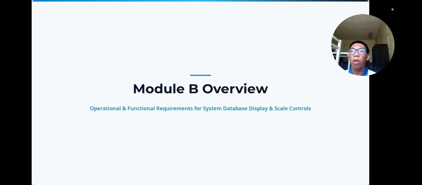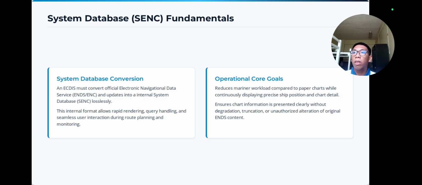Module B overview requirements. Operational functions required for system database display or scale controls. System database conversion: an IGDIS converts official electronic navigational data (ENCs) and updates into the internal system database (SENC) loosely. The interaction format is rapid rendering, querying, handling, and seamless user interaction during route planning and monitoring.